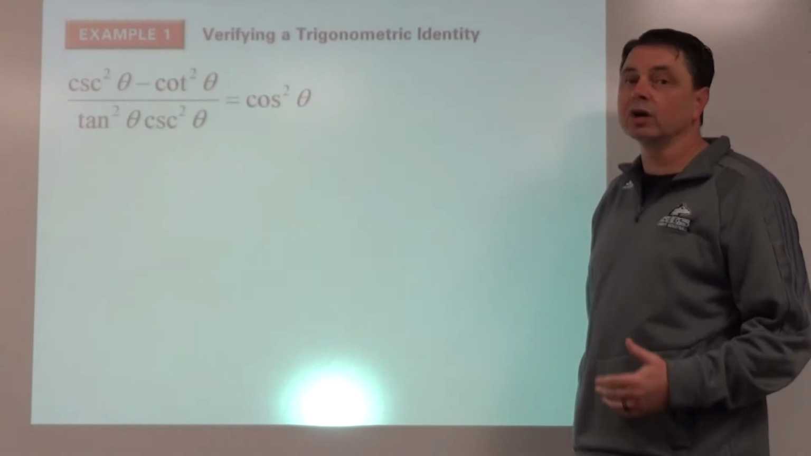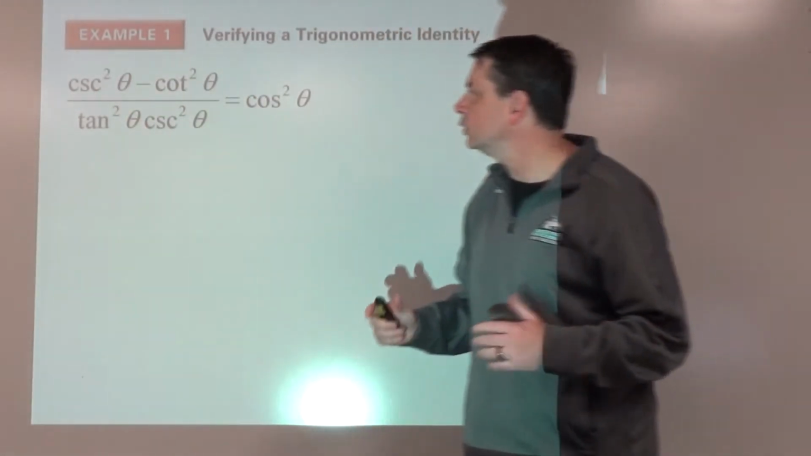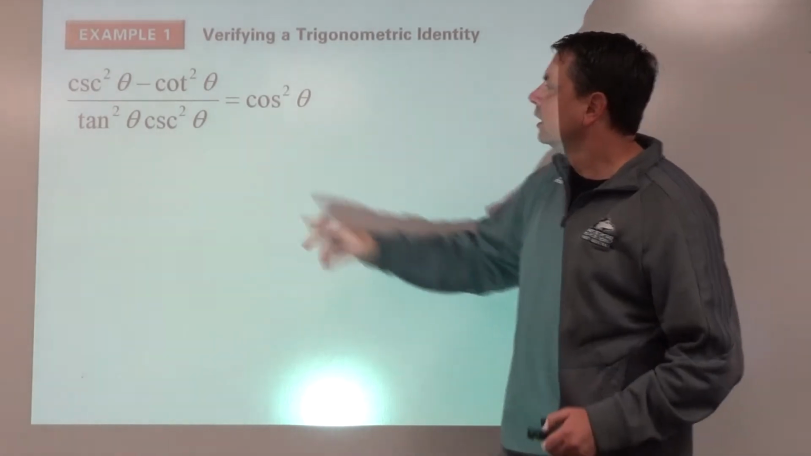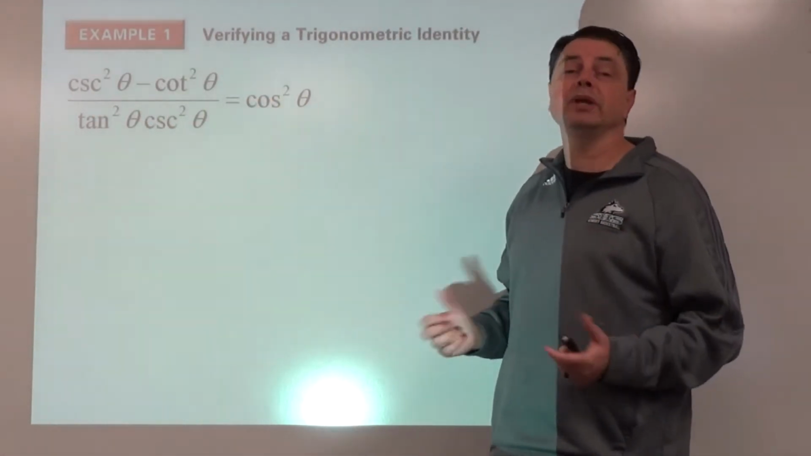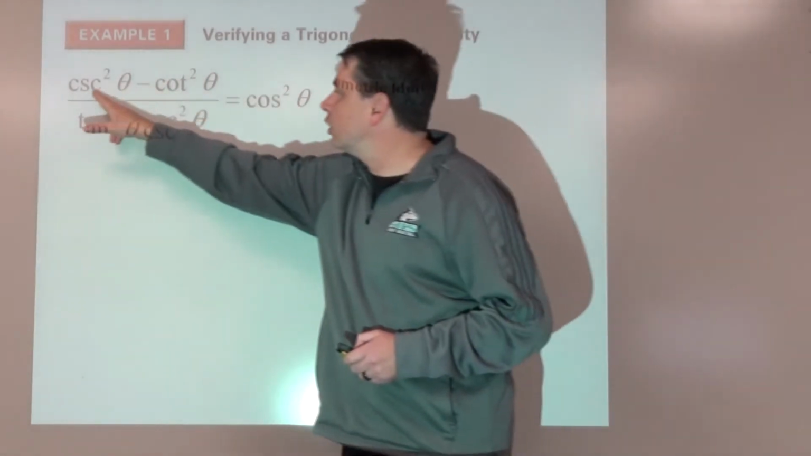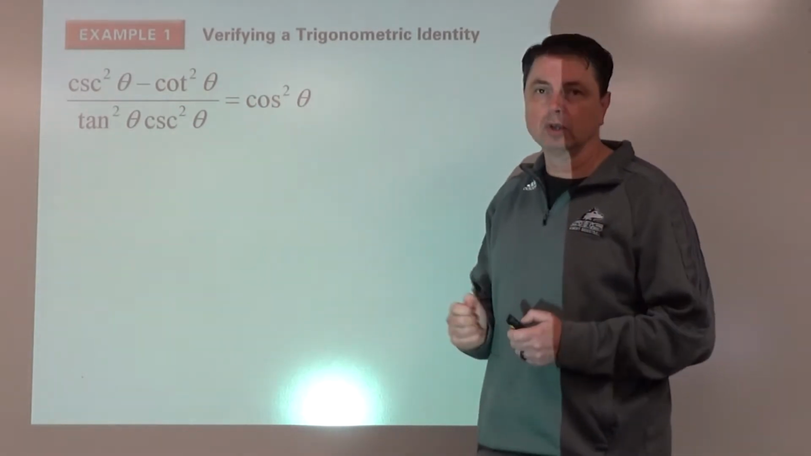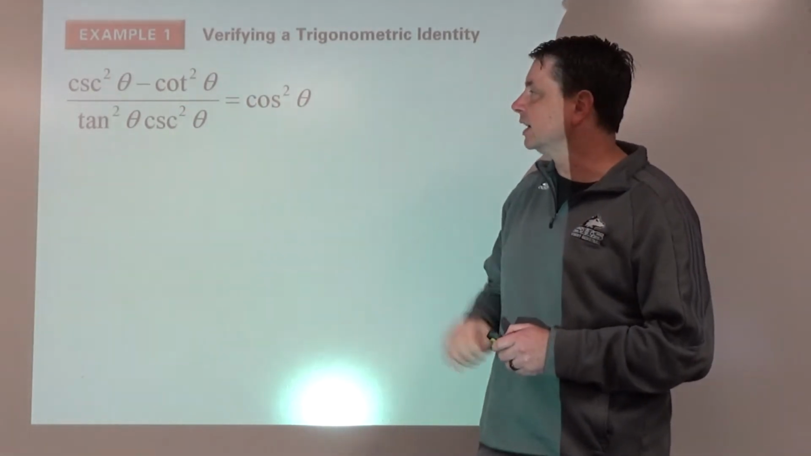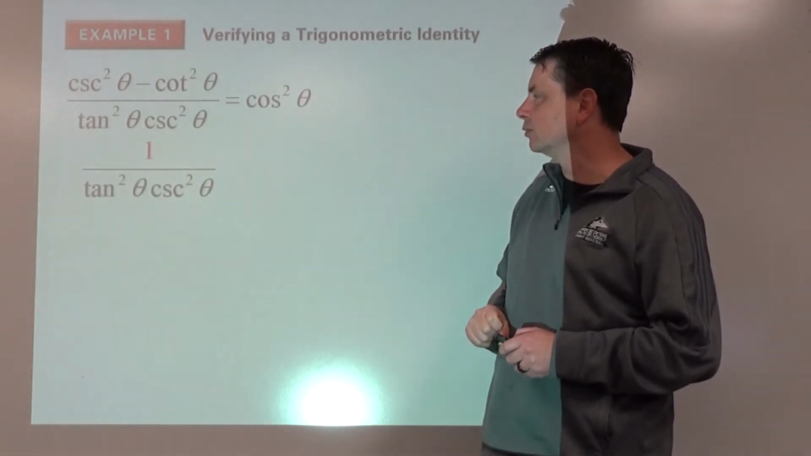So we're going to work on the more complicated side. That's going to be the left side here, clearly. So we've got a few things going on. We might recognize, well, I know that the squares, that could be a Pythagorean identity, and I know that cosecant squared and cotangent squared, those are the ones that go together as Pythagorean. So that's going to be Pythagorean, and that becomes 1.